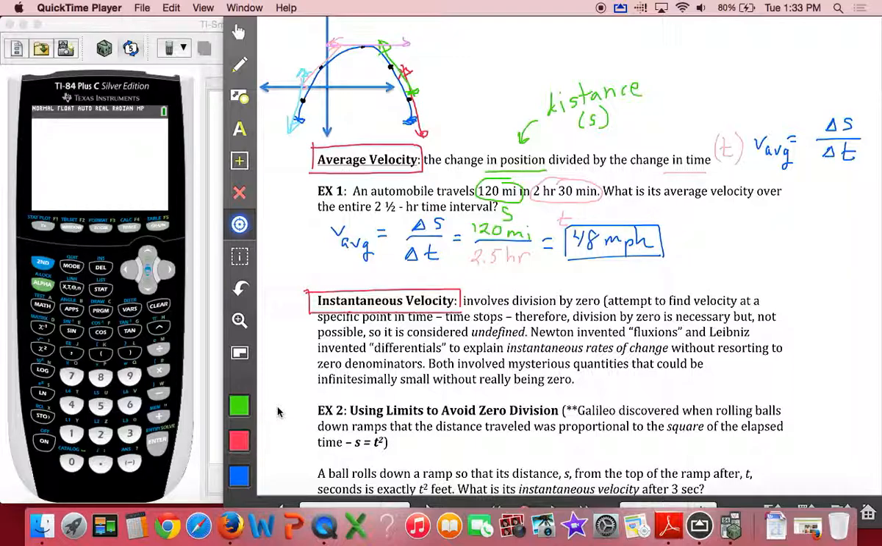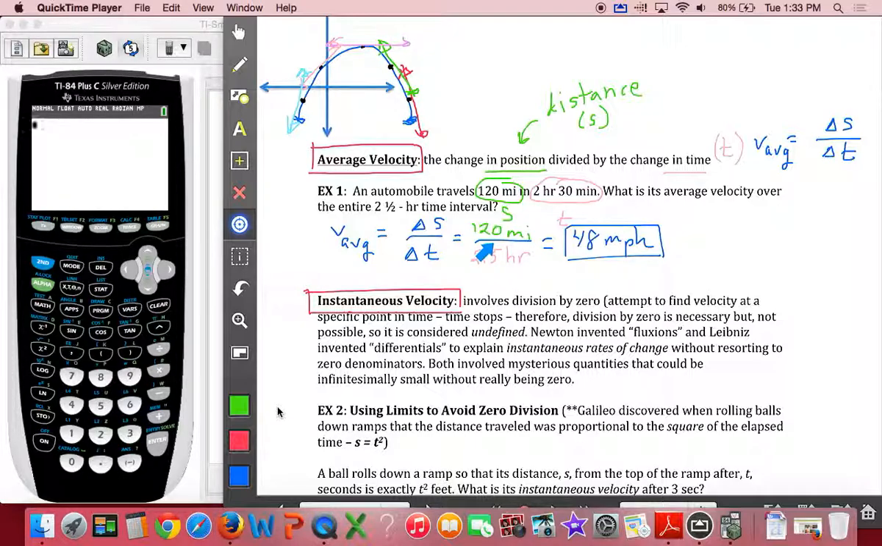Instantaneous velocity involves division by 0. Why would that be? Think of it this way. Our change in, well, let's just look at change in time. If I want to know how fast I'm going 1 hour into my trip, at that 1 hour mark, boom, isn't that just a snapshot of time?